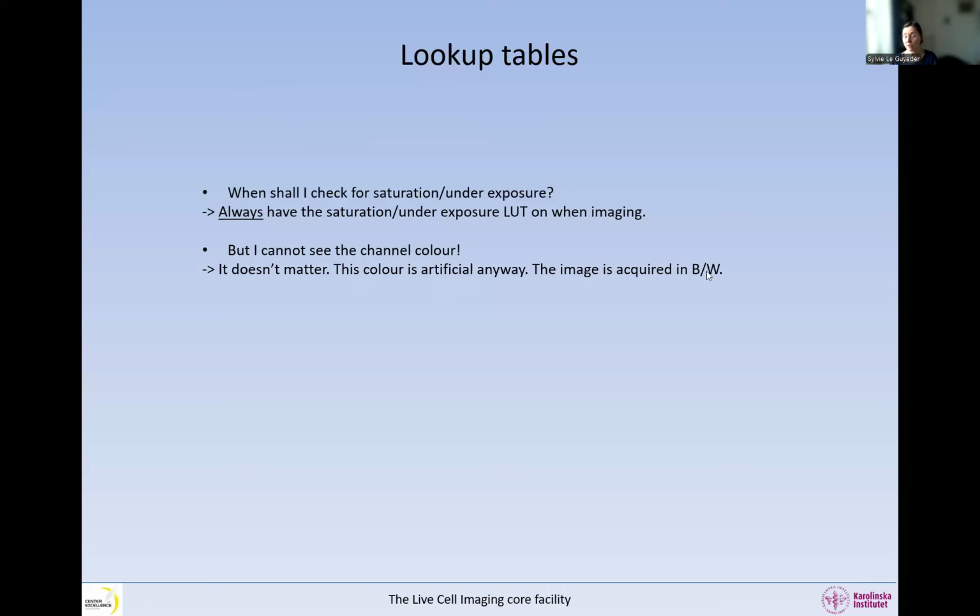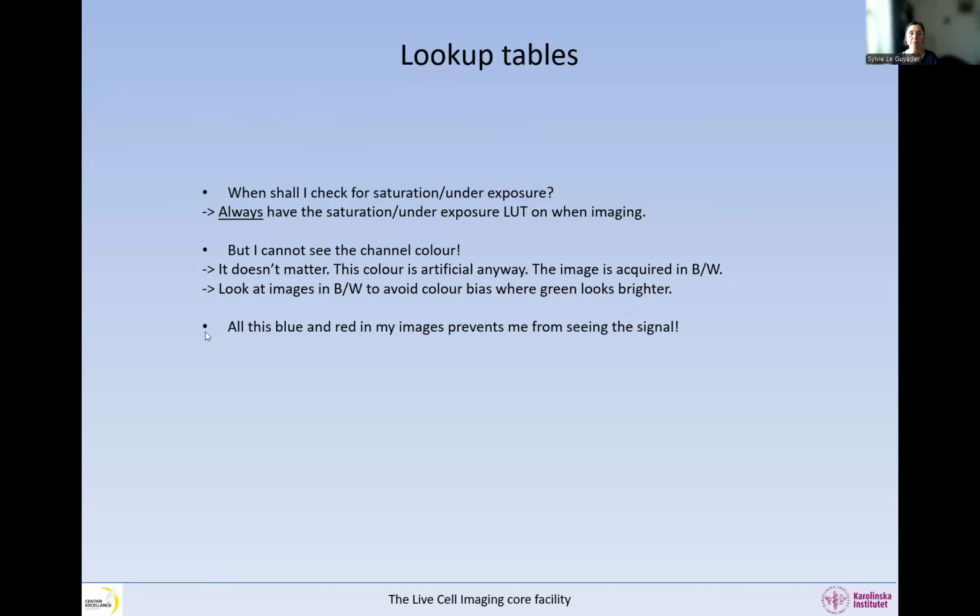The images are acquired mostly in black and white, except if you have a color camera. And it's not good to look at them in color anyway because we have the color bias where green always looks brighter than the others. So you're going to artificially push the blue and the red simply because you do not see it very well. So just remove the color bias and put everything in black and white. The color is anyway encoded in the image, so when you do the overlay, you will get these things in color.